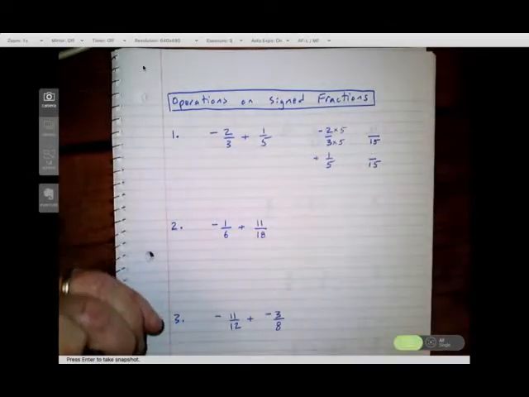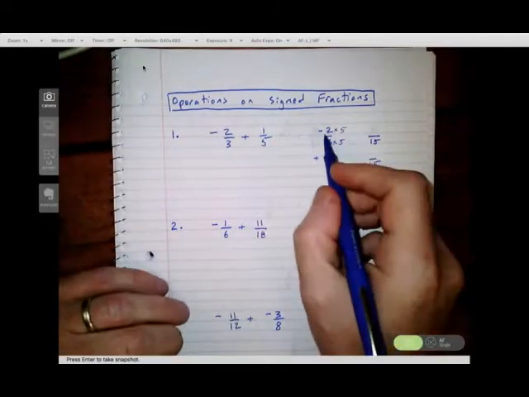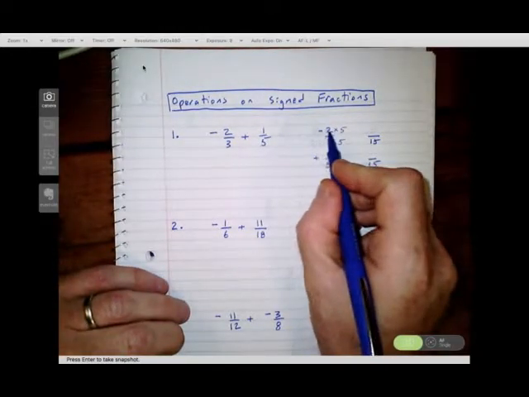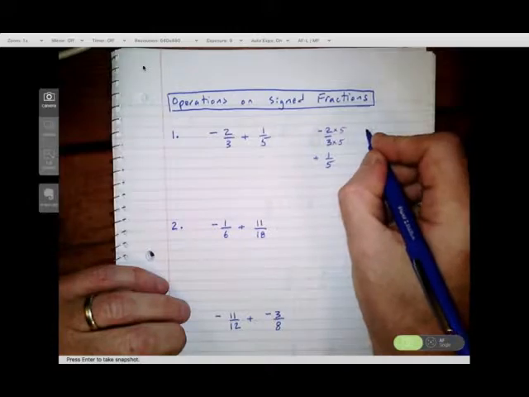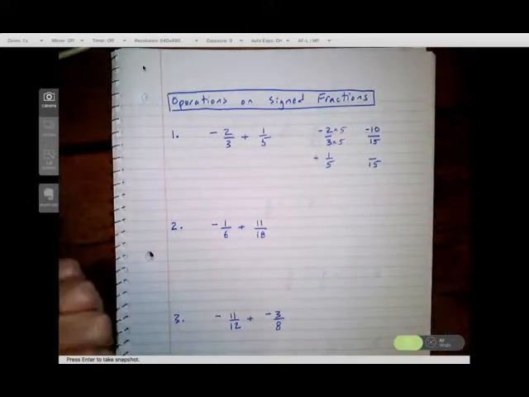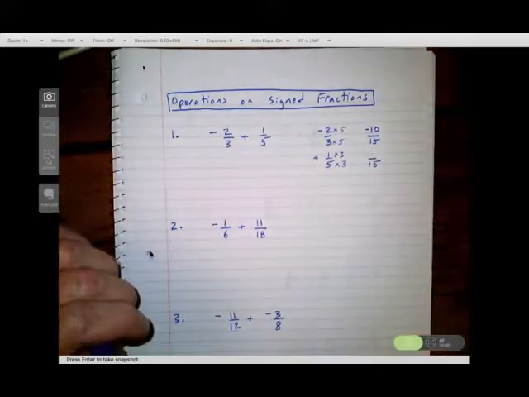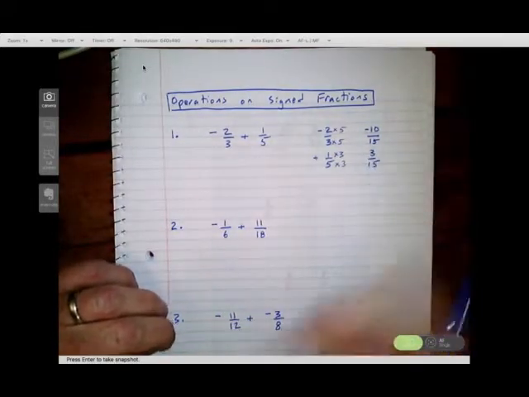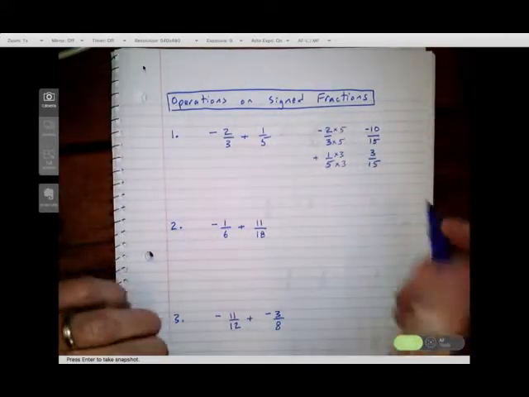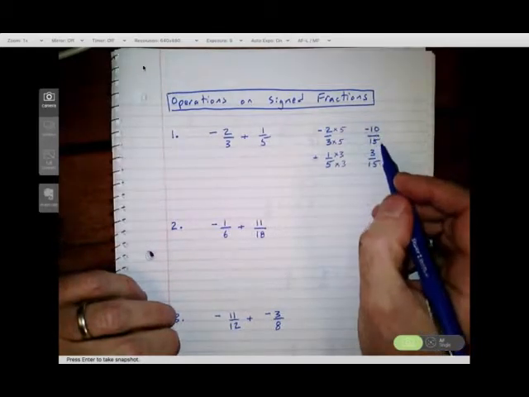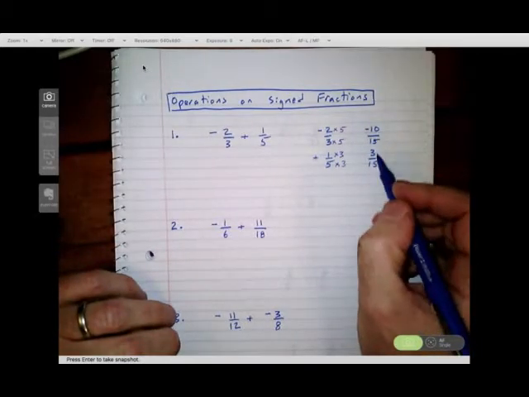And again, since this is negative 2/3, I'm going to think of this as negative 2 times 5 and make that negative 10/15. Here I multiply by 3 to get 15 top and bottom, and now I have 3/15. Okay, so remember, when we're adding and we have different signs, we end up subtracting.